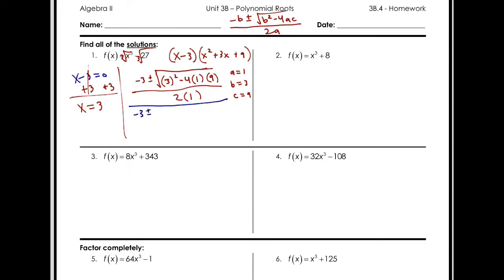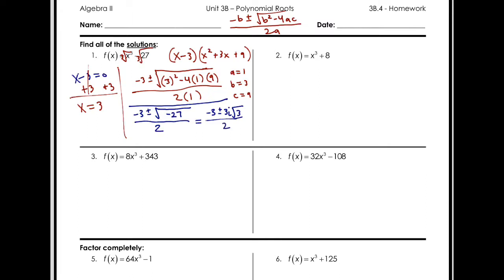negative 3 plus or minus the square root of negative 27 will be under there, and this will be over 2. 2 times 1 is 2. All right, now we know we have a negative underneath here, so we know that has to come out as an i. So we know we're going to have an i out front, and then you just take the square root of 27, which will be 3 radical 3, but we know we have an i out there, so we'll have negative 3 plus or minus 3i radical 3, and that's over 2.